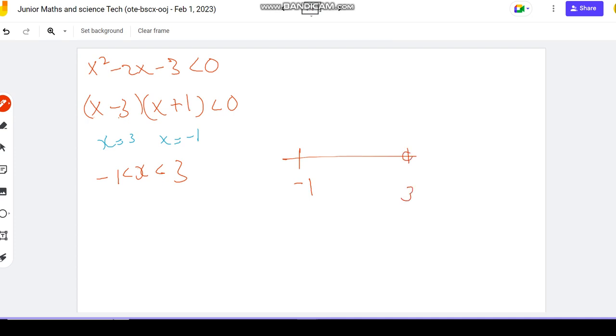Because this does not include these numbers, this thing will just be like this, not bolded here. You see that? Here it just means we are talking about values which are in between here. Do you get it? Okay, that's the thing.